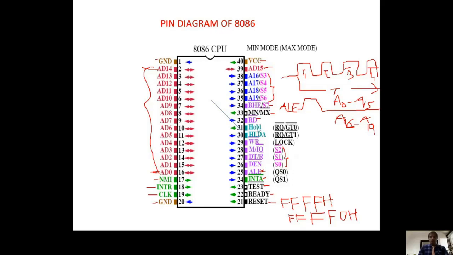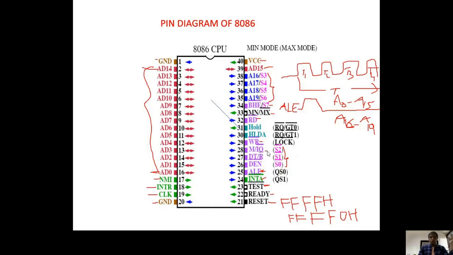Okay. Then the other two; first we'll see the WR bar signal. First we'll discuss the minimum mode signals, later maximum. Now coming to WR bar. Whenever WR bar is activating, the processor is sending data to external memory or an IO device. Nothing but the processor writes data to an external device or IO device. WR bar means sending. RD bar means receiving.